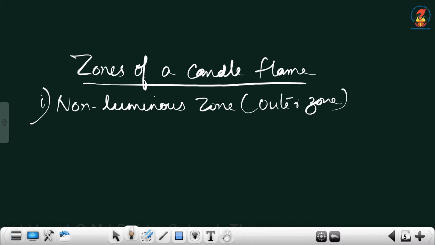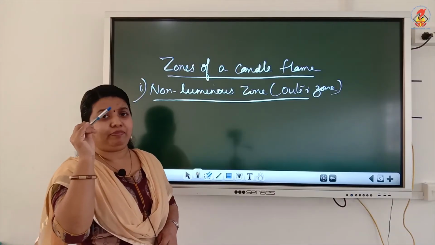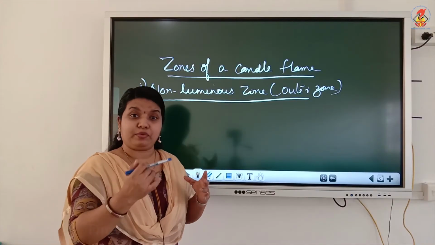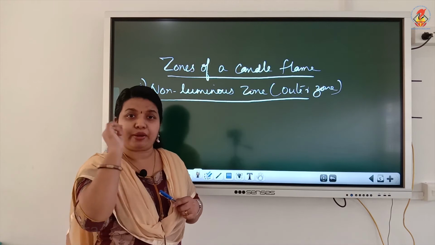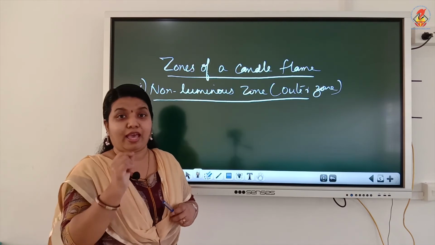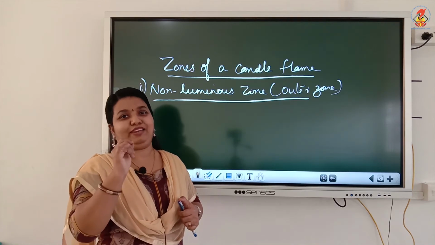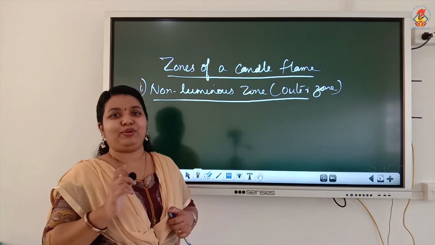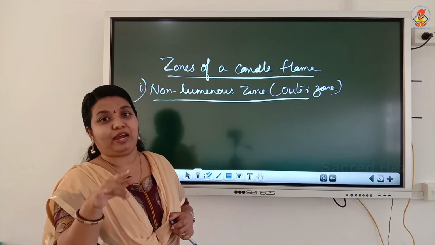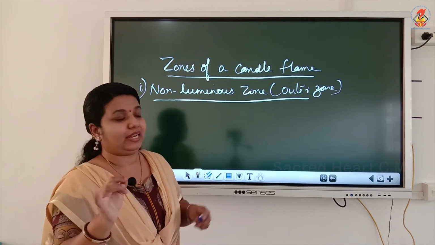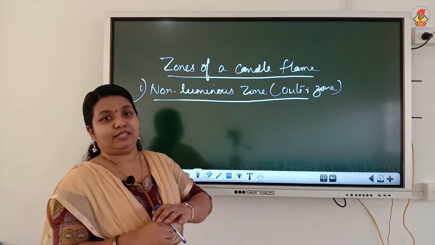I don't know how many of you have noticed this outer zone. In the candle flame, at the outer side, the outermost part, there will be a narrow blue region. So you have to carefully observe the candle flame to find this non-luminous zone. Outermost part, a narrow zone in blue color. That is the non-luminous zone.